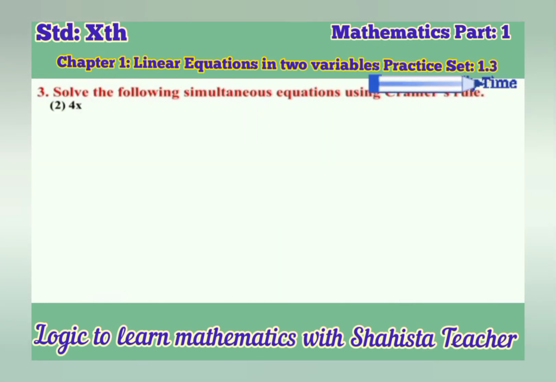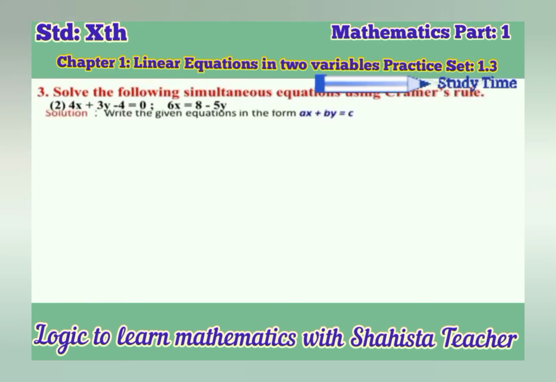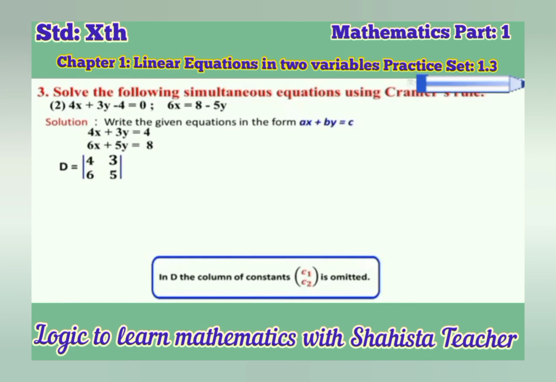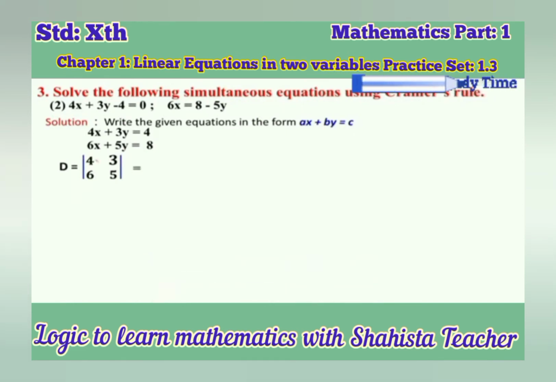Now let's solve sub question 2. 4x plus 3y minus 4 is equal to 0, and 6x minus 8 minus 5y. So write the given equations in the form ax plus by is equal to c. So 4x plus 3y is equal to 4, and 6x plus 5y is equal to 8. Here we will apply the determinant method. So D is equal to |4 3; 6 5|. In D, the column of constants c1, c2 is omitted.